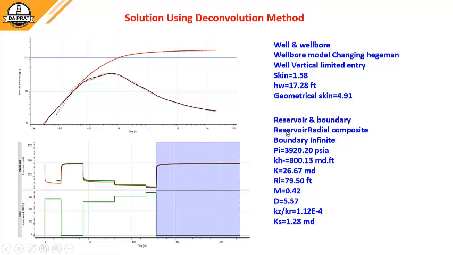So we also use the radial composite model, but the boundary is infinite. I mean, this is not two constant pressure faults, and remaining values are like 26, which is in the order of what you got from analyzing only the build-up. There are differences here. Here the mobility is half compared to the mobility we got with analyzing the last build-up.